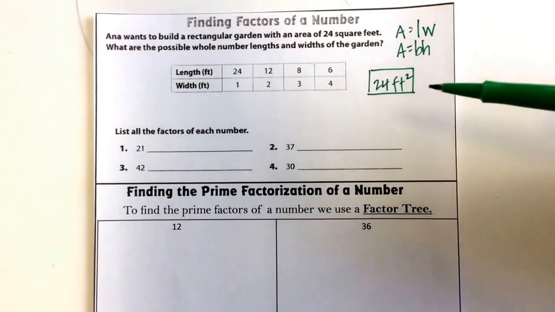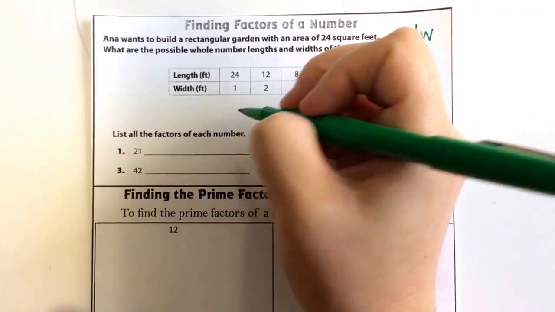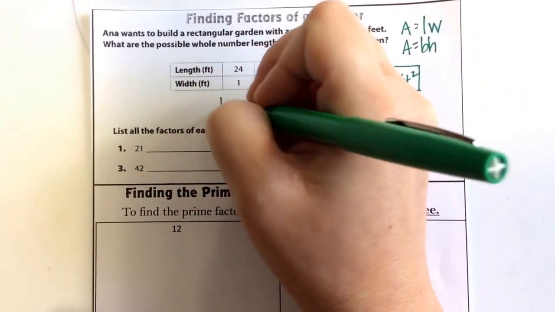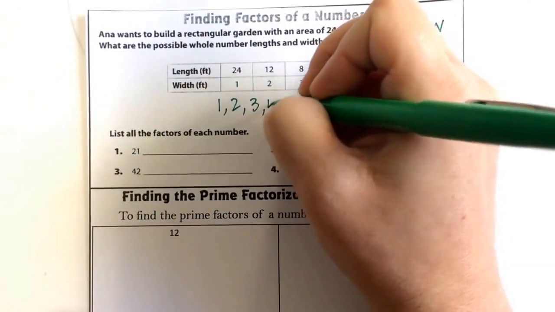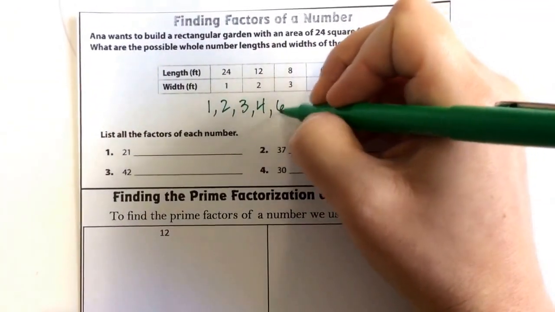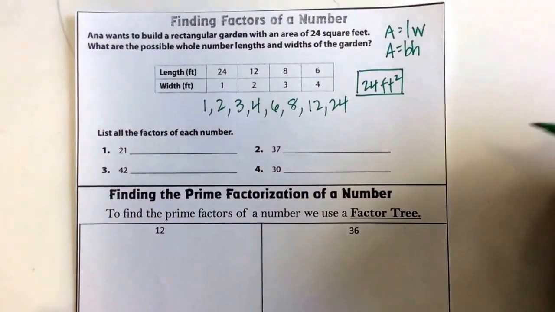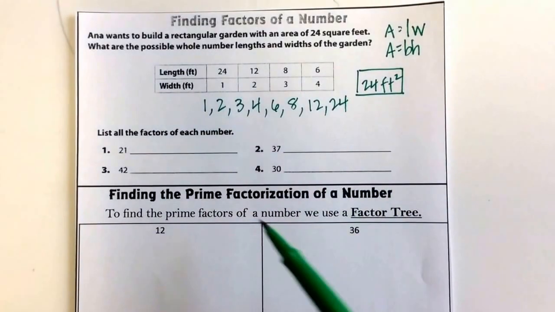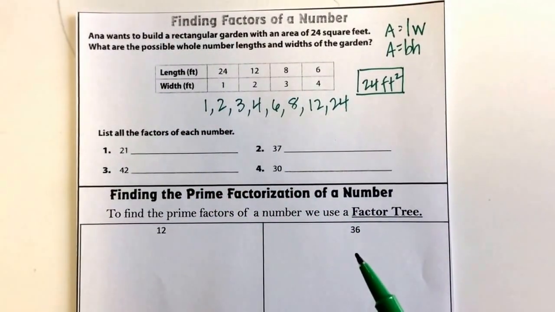And so if I asked you to list those, normally we do them in order from least to greatest. So I'm going to list them 1, 2, 3, 4, and then we're going to go up to here 6, 8, 12, and 24. And so here are some examples where we're just going to find the factors of these numbers.